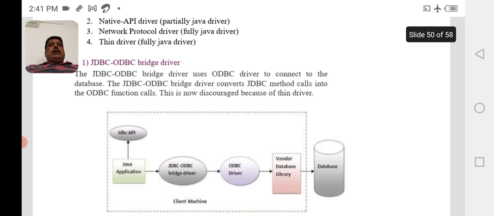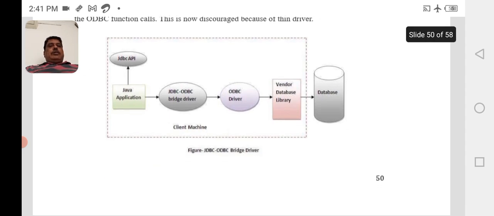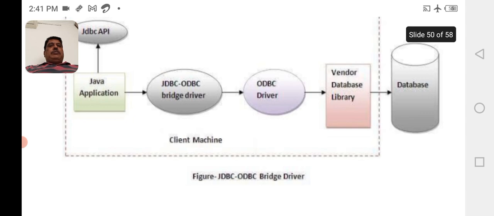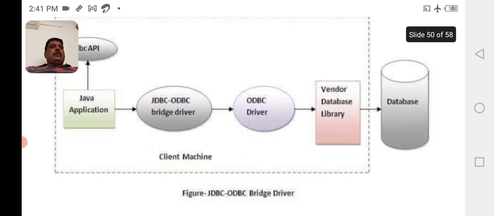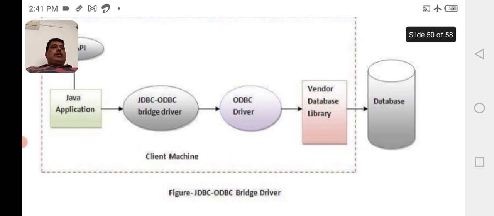JDBC-ODBC bridge driver. The JDBC-ODBC bridge driver uses the ODBC driver to connect to the database. It converts JDBC method calls into ODBC function calls. This is now discussed because of the thin driver. So this is the architecture of the JDBC-ODBC driver: JDBC API, Java application, JDBC-ODBC bridge driver, ODBC driver, vendor database library, database.